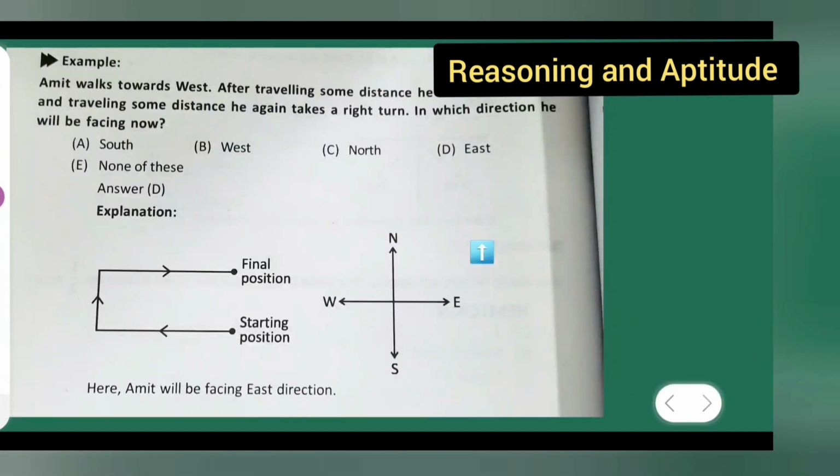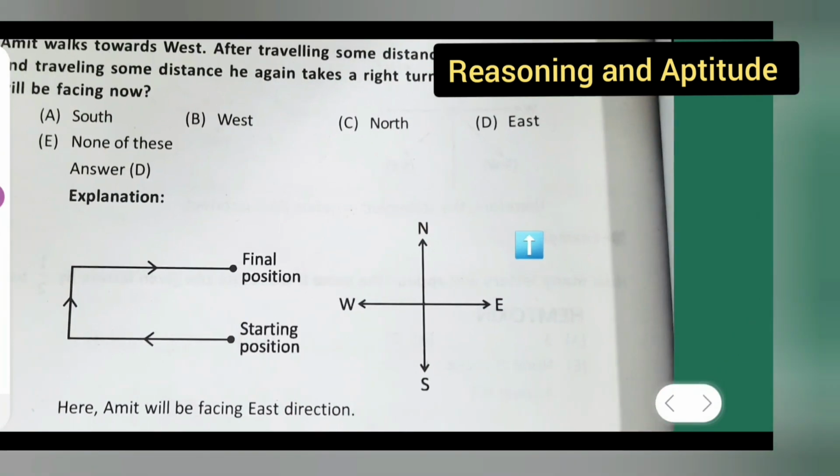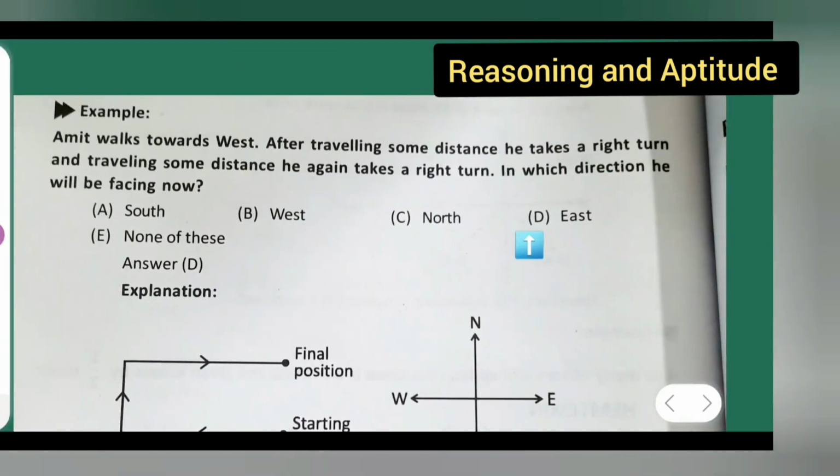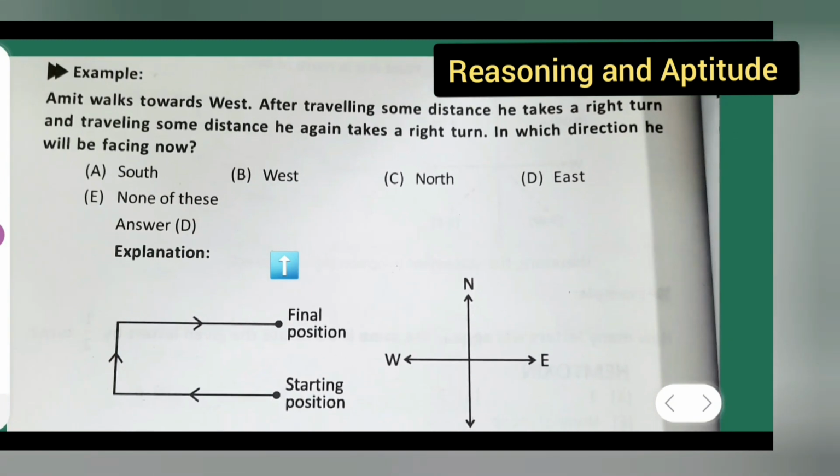Next, let us move towards the next example, you can take down. Amit walks towards west. After traveling some distance, he takes a right turn, and after traveling some distance, he again takes a right turn. In which direction will he be facing now? Options are given: southwest, northeast, or none of these. So option D is correct. Let us see why option D is correct.